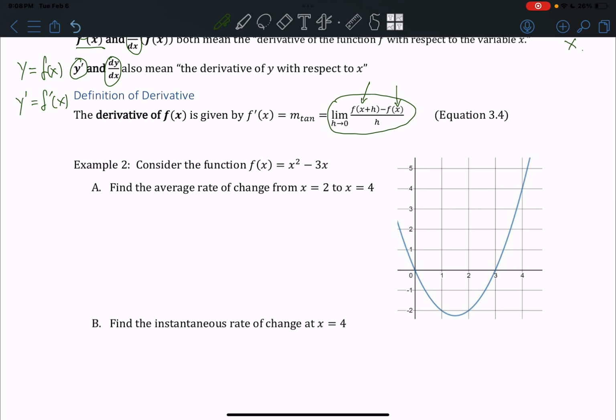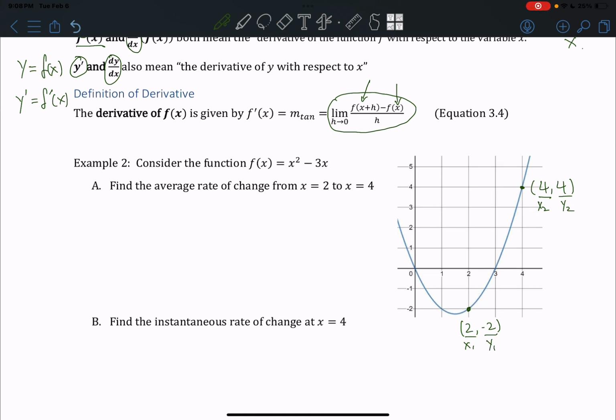Consider the function x squared minus 3x. First, find the average rate of change from x equals 2 to x equals 4. Well, x equals 2 is here, so the corresponding y value is here. So we got 2 comma negative 2. x equals 4 is here, corresponding y value is here. So 4 comma 4. Okay, so the average rate of change, again, is just your y2 minus y1 business. So go ahead and label your values: x2, y2, x1, y1. Labeling just helps you to plug in correctly.